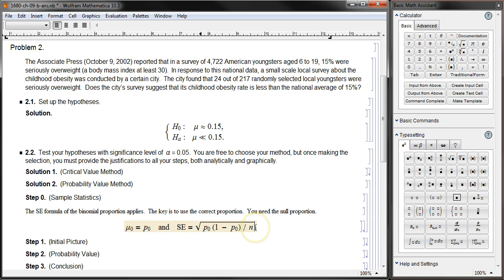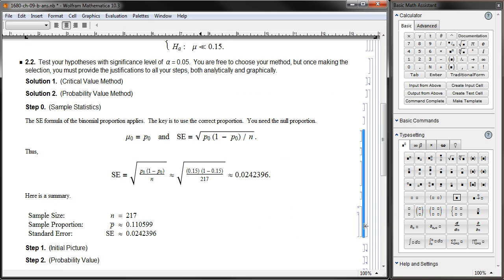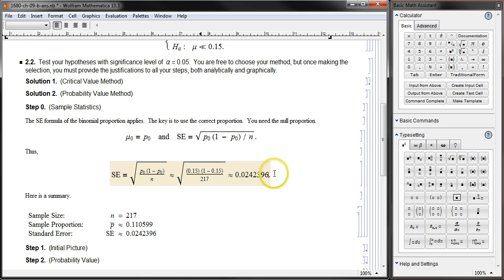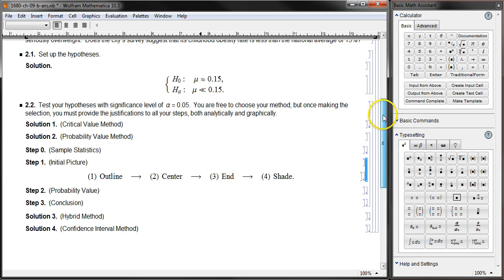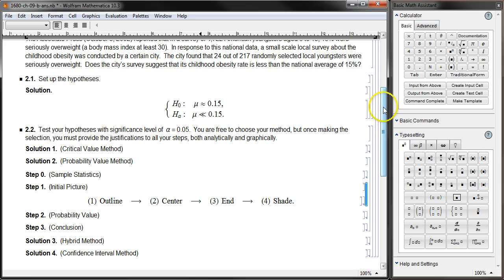We have this SE formula, the square root of P times 1 minus P over N. And here's the computation: 0.15, 1 minus that, over 217, square root, and then we have this as an SE, which will go to the denominator. Alright, so far so good. And here's the initial picture. Outline, center, end, and shade. And end is going to come from that 24 out of 217.